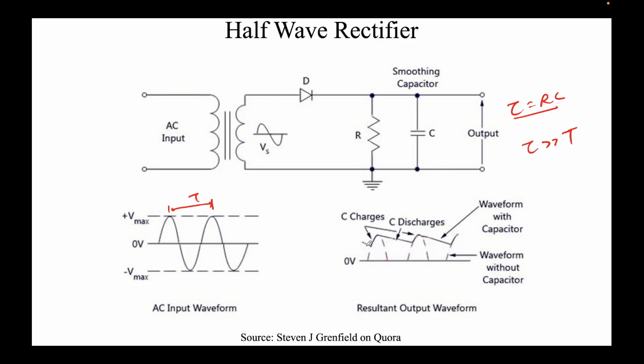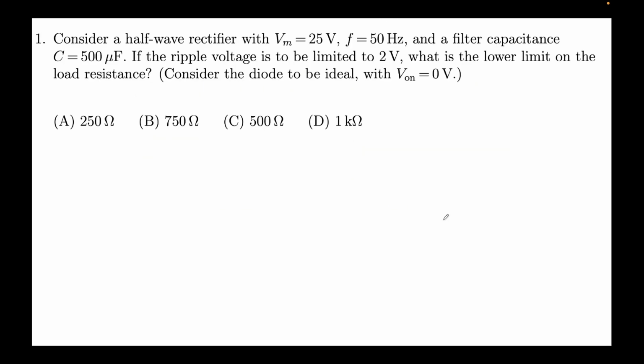This kind is also called a ripple type of waveform. And we'll see in the following, when we discuss problems, we'll discuss it in much more detail. So now let's just quickly jump to the problem.